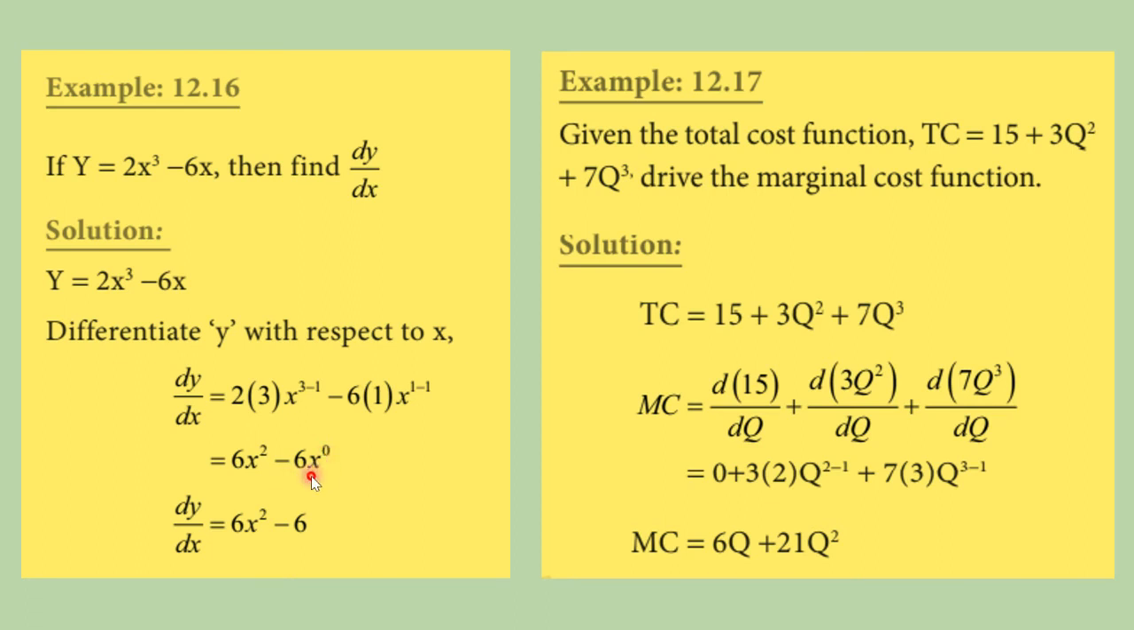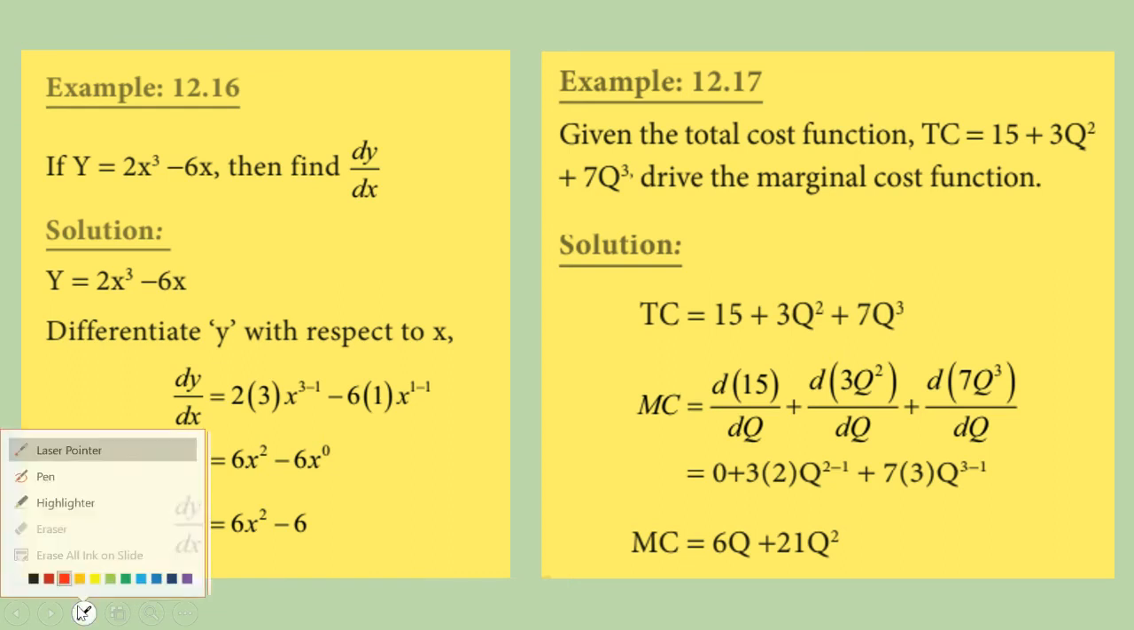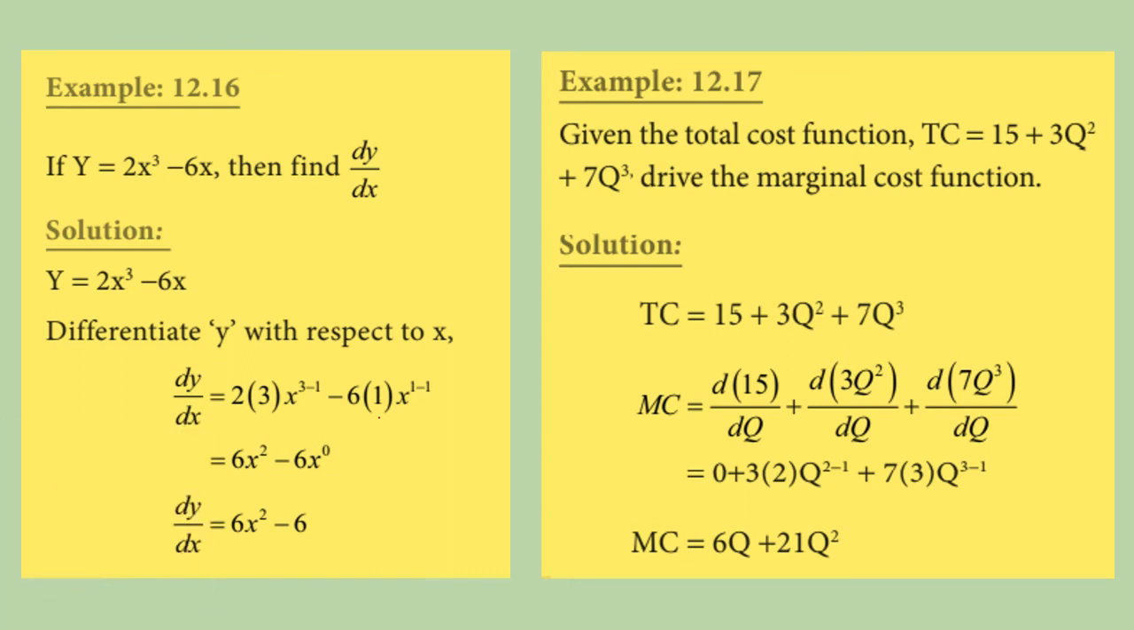Already I have told you any non-zero real number to the power of 0 is 1. So x power 0 is 1. We know that rule already. x power of 0 is equal to 1. So here we can write 6 into 1. What is 6 into 1? 6 into 1 is 6. So the answer is dy by dx equal to 6x square minus 6.